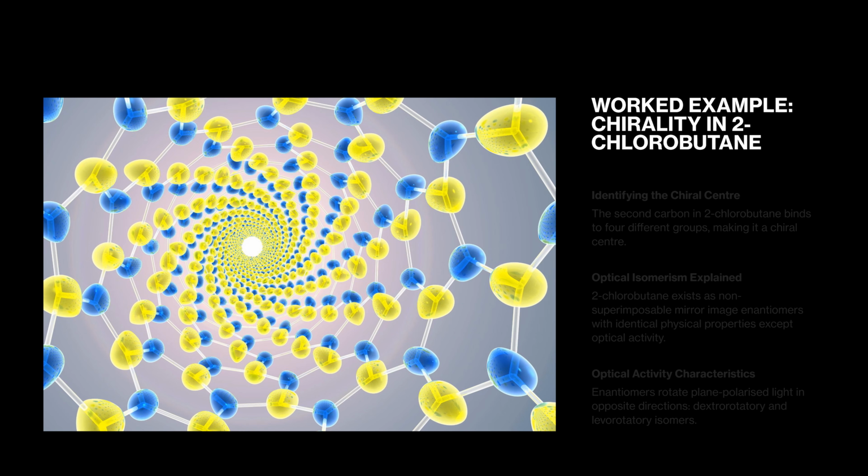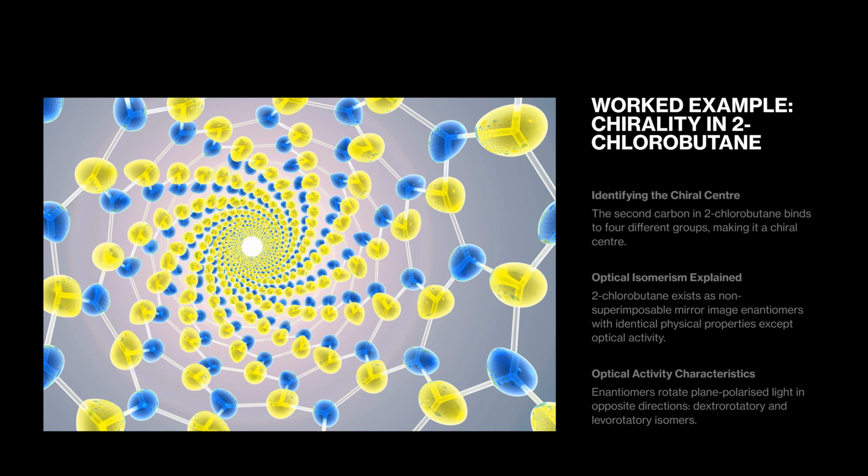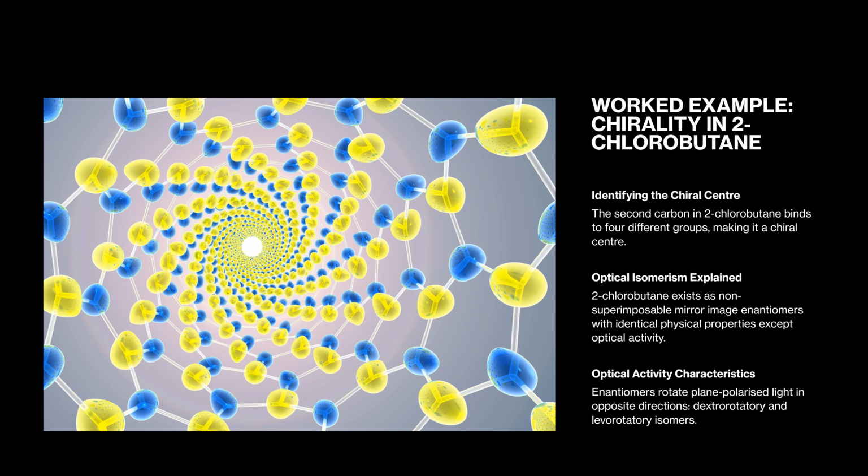The molecule has the molecular formula C4H9Cl and contains a 4-carbon chain with a chlorine atom attached to the second carbon. When analyzing this molecule, the key step is identifying the chiral center. The second carbon atom is bonded to four different groups: a hydrogen atom, a chlorine atom, a methyl group, CH3, and an ethyl group, C2H5. Because all four substituents are different and the carbon is tetrahedral, this carbon is chiral. As a result, 2-chlorobutane exists as a pair of optical isomers that are non-superimposable mirror images of each other.